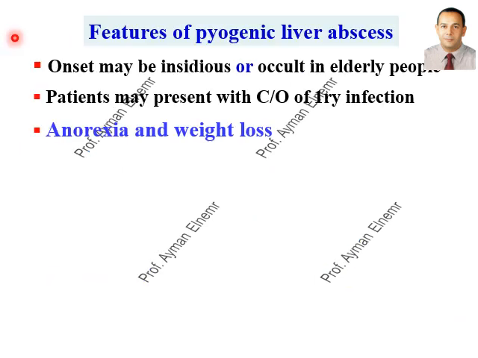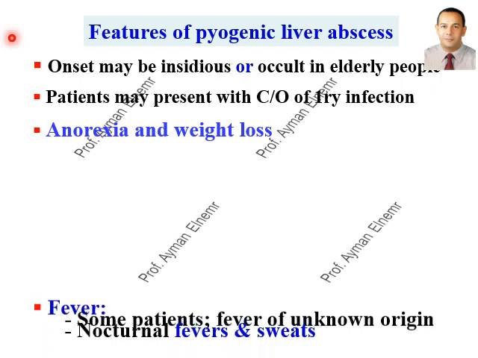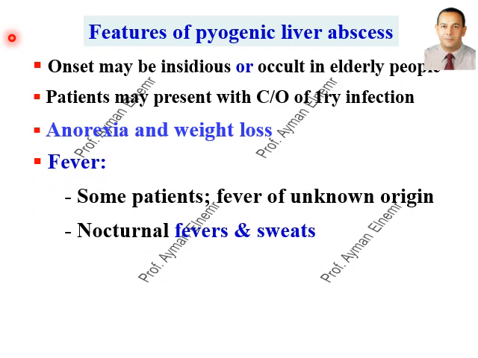Features of pyogenic liver abscess. Onset may be insidious or occult in elderly people. The patient may present with complaint of the primary source of infection. Anorexia and weight loss may be noted. Fever: some patients have fever of unknown origin. It may be nocturnal fever with sweats.